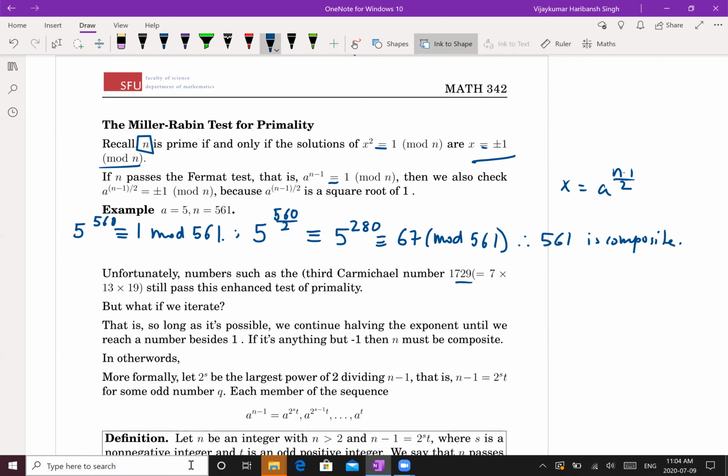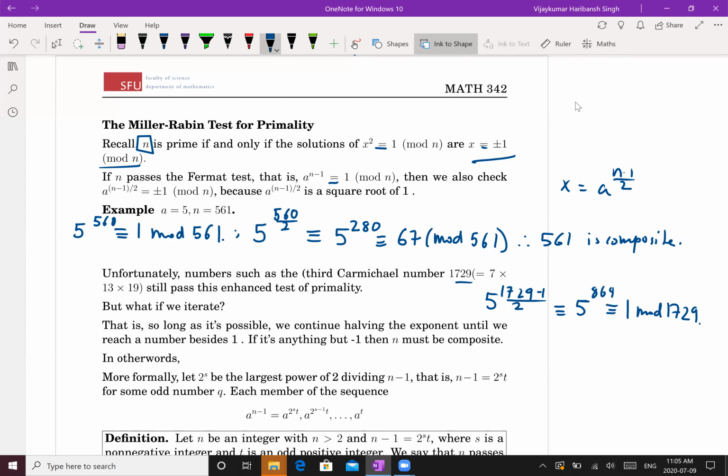So let's check it. We have 5 to the power 1729 minus 1 divided by 2. Let's check this. So this is going to be 5 to the power 1728 over 2, which is 864, and that can be checked that it is 1 mod 1729. So this doesn't satisfy it.